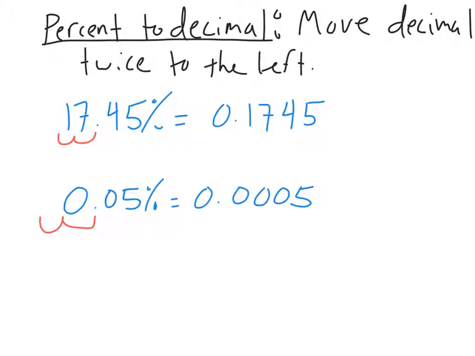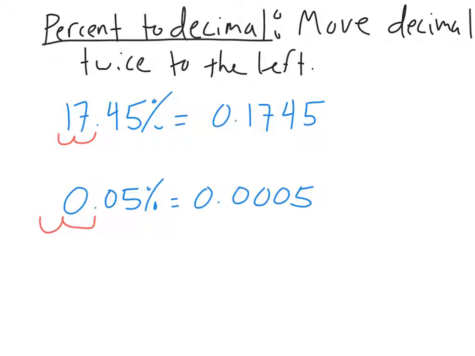Here are your two examples. We've got 17.45%. We have a percent, and our goal is to convert it to a decimal. So all we're going to do is take that decimal point and move it twice to the left. It'll end up in front of the 1. We'll put a 0 out front just to make it look nice. So 0.1745. It's no longer a percent, now it's a decimal, but they stand for the same number.